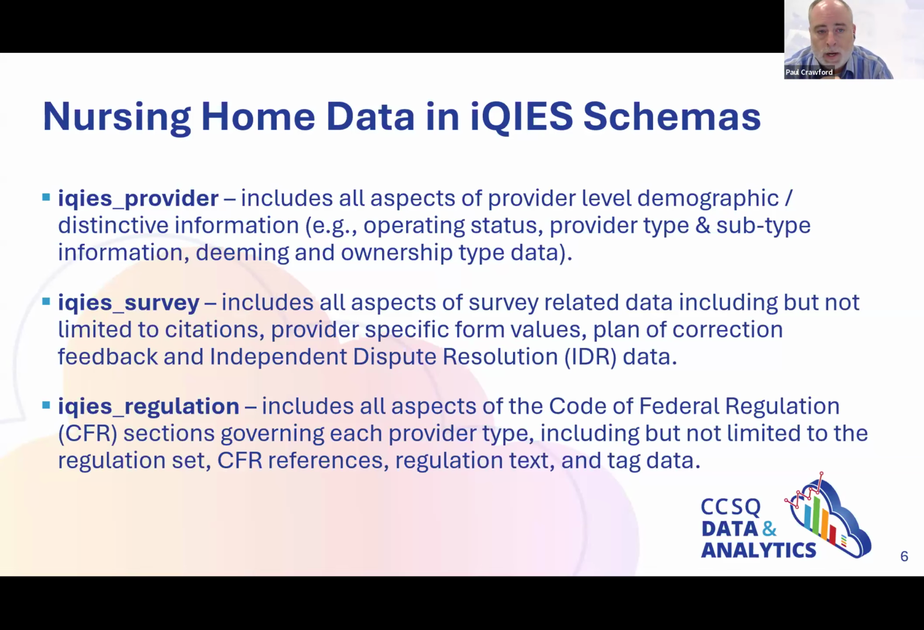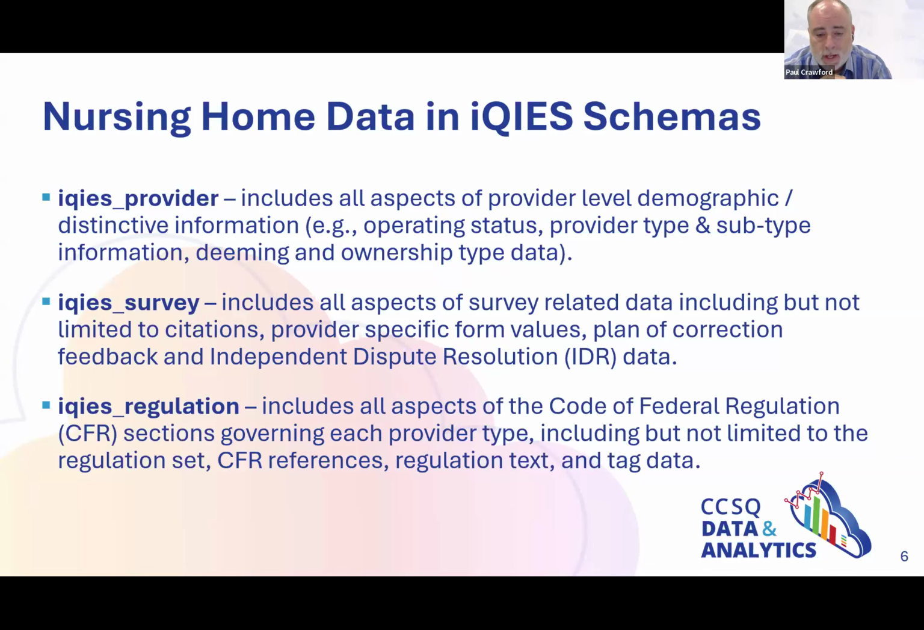Some of the details that were in Casper Provider Common are now filtered out into some areas of the iKeys provider and the iKeys survey schemas. The next schema is the iKeys survey schema. This will have all of the details related to the surveys performed, citations. This will also include all data collected through the CMS forms, so the form 671, the 1539 data will be in there as well. And then it will also include the IDR data, the independent dispute resolution data.